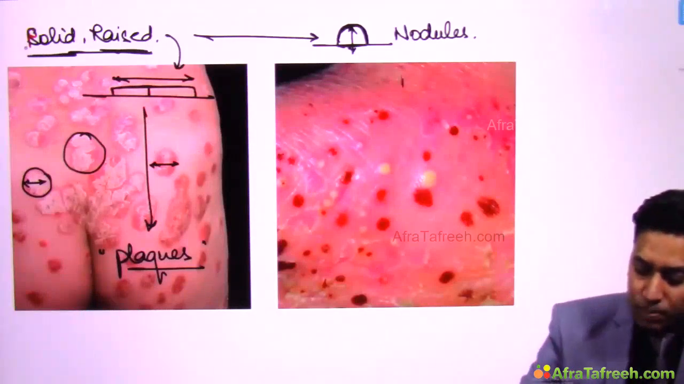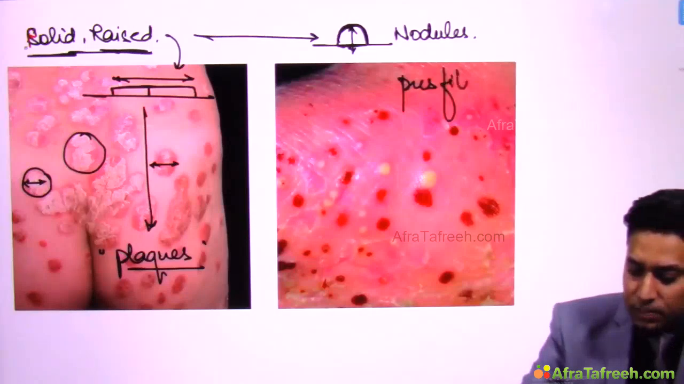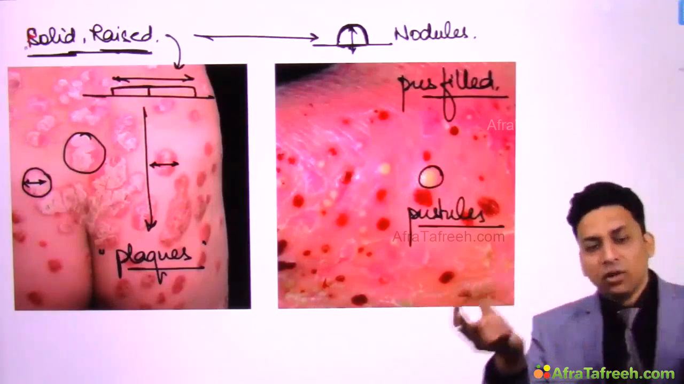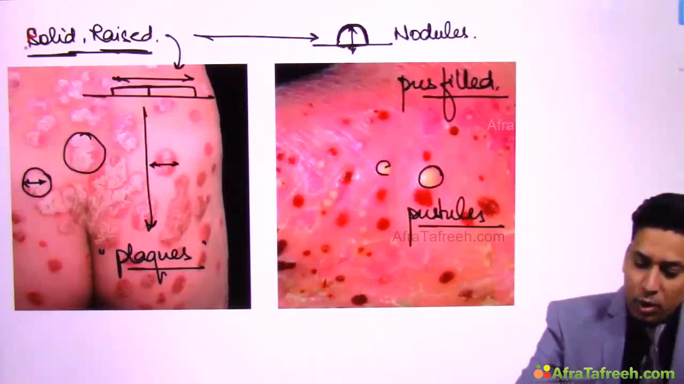But if the lesion is pus filled, so any lesion which is pus filled, we call them pustules. So these are pustules. If they become very large, we can call them abscess also, but if they are small and they are simply pus filled, all these are pustules.